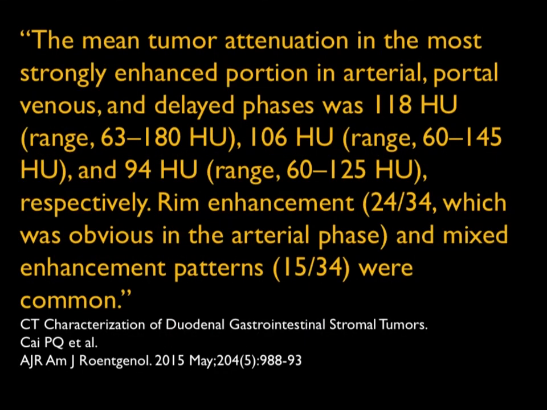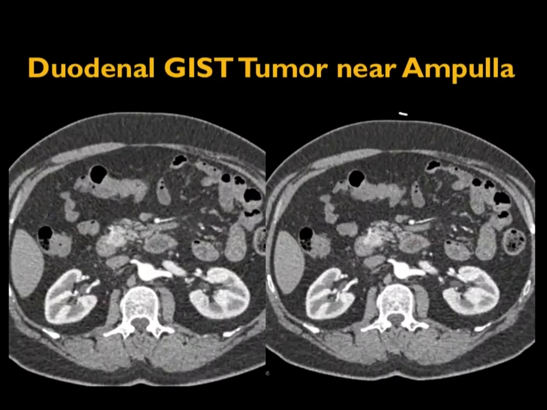Just some of the numbers: the mean attenuation, arterial phase, 118, 106 for venous, and 94 for delayed. So it's somewhat vascular, and the vascularity persists. Occasionally you can see rim enhancement, which is usually stretching of vessels around the patient's tumor, perhaps. Here's a good example. This is a duodenal GIST, but it's near the ampulla. You can see why at first glance, if I told you again this was a pancreatic lesion, you would not argue with me, but it's really arising off the small bowel near the ampulla. Just a very nice example.